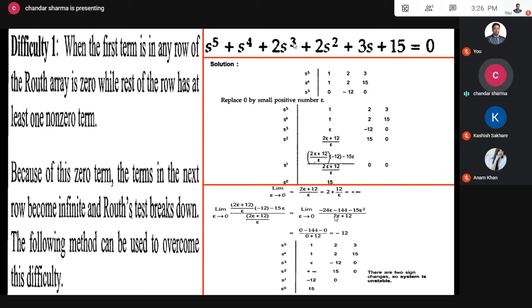In such a case we have to substitute s equals 1 by x in the original characteristic equation and obtain the characteristic equation in the x plane. Now apply the Routh stability criteria to the characteristic equation in the x plane as usual. Then the number of s roots in the RHS of the s plane is equal to the number of sign changes in the Routh array. Here also I take one example.